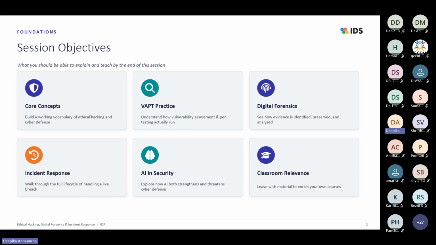So here are the objectives of today's session. Okay, we can go through some technical concepts also today. Okay, so some core concepts of ethical hacking and cyber defense and VAPT practice. VAPT means vulnerability assessment and penetration testing, and digital forensics, identifying, preserving, and analyzing of the evidence, and incident response. Whenever an incident happens, what is the life cycle we are going through? AI and security, and some relevant examples.